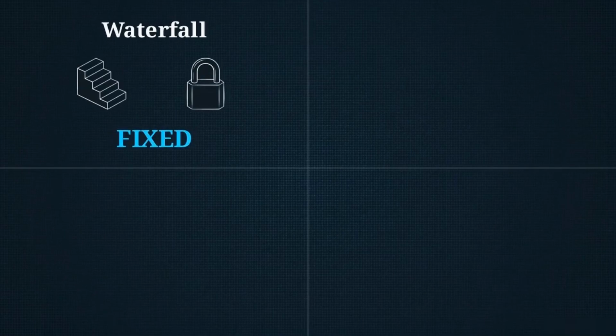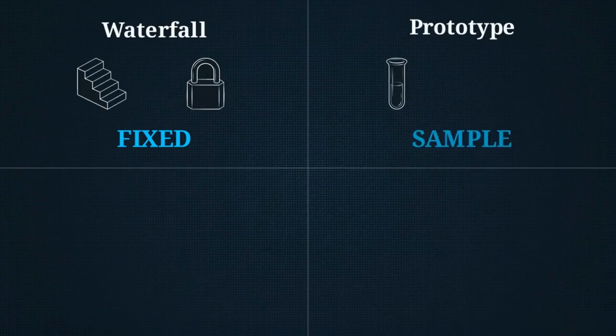While the steps are universal, the model you choose depends on the project. In Quadrant 1, we have the waterfall model. As this linear staircase suggests, it's designed for projects where the requirements are completely fixed. If the requirements are unclear, you move to the prototype model. Here, you build a sample first to get customer feedback, ensuring you understand the needs before building the final product.